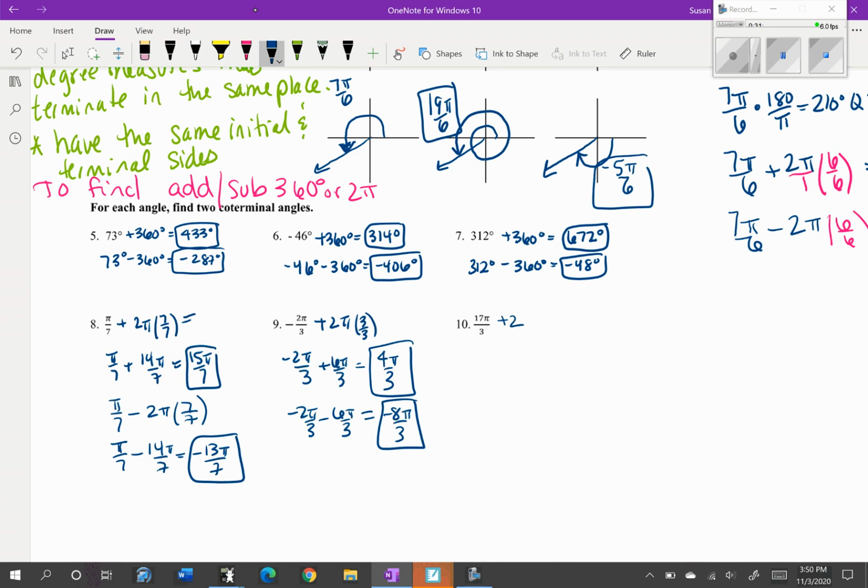And same thing here, you would add and subtract 2 pi. So if I add 2 pi, I need to multiply this by 3 over 3. So really you're adding 6 pi over 3. So that gives us 23 pi over 3.